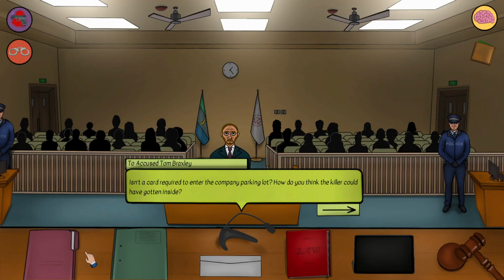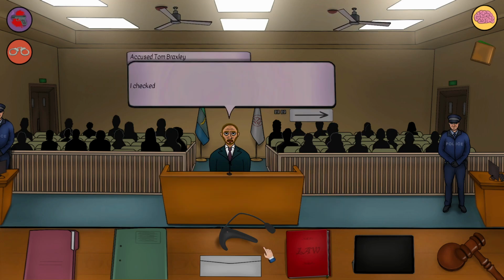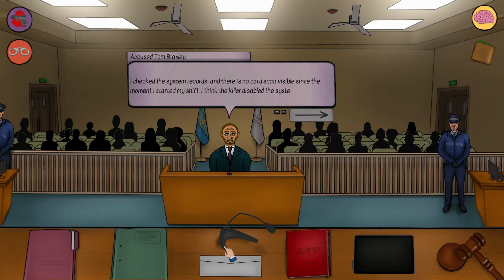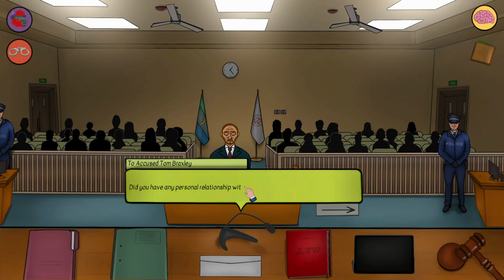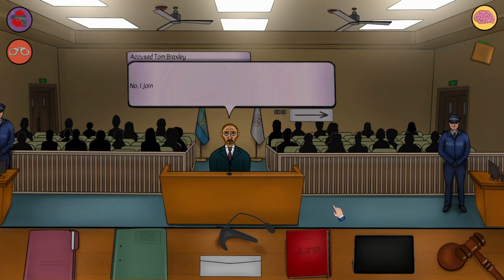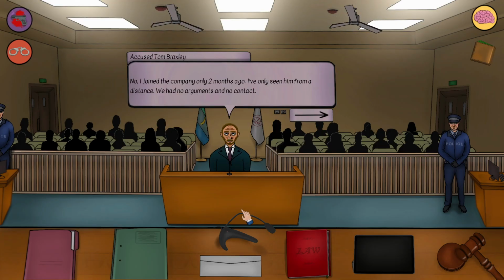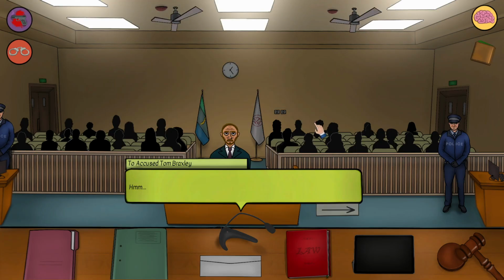Is a card required to enter the company parking lot? How do you think the killer had gotten inside? I checked the system records and there's no card scans visible since the moment I started my shift. I think the killer disabled the system remotely. Do you have any personal relationship with the CEO? No, I joined the company only 2 months ago and I only seen him from a distance. We had no arguments and no contact.